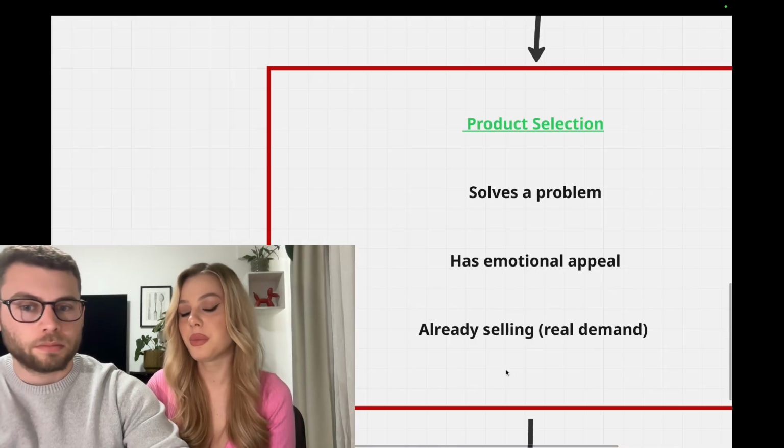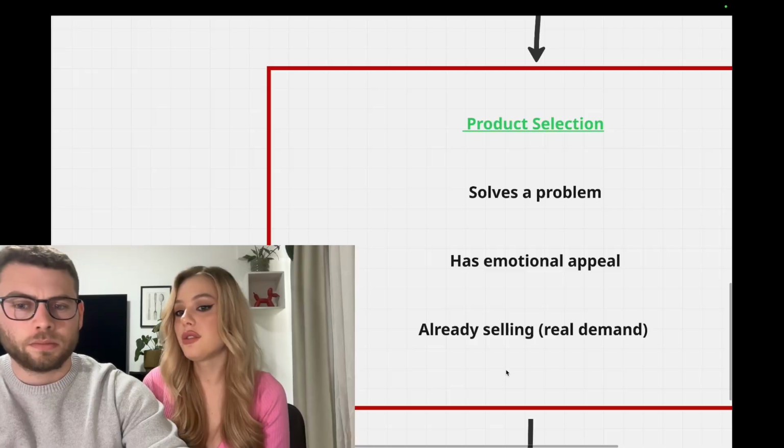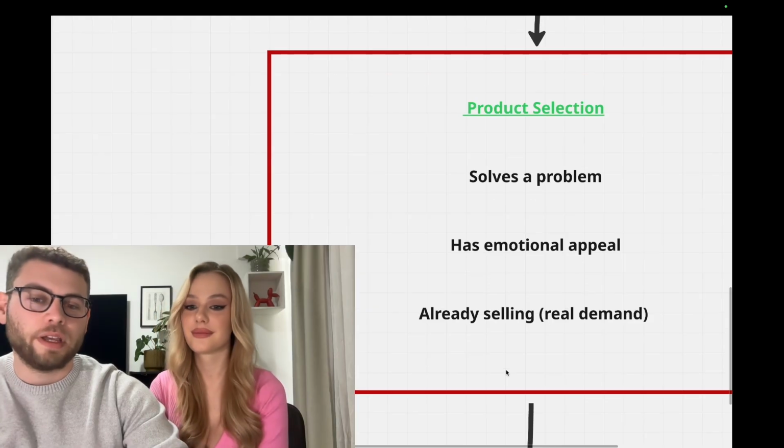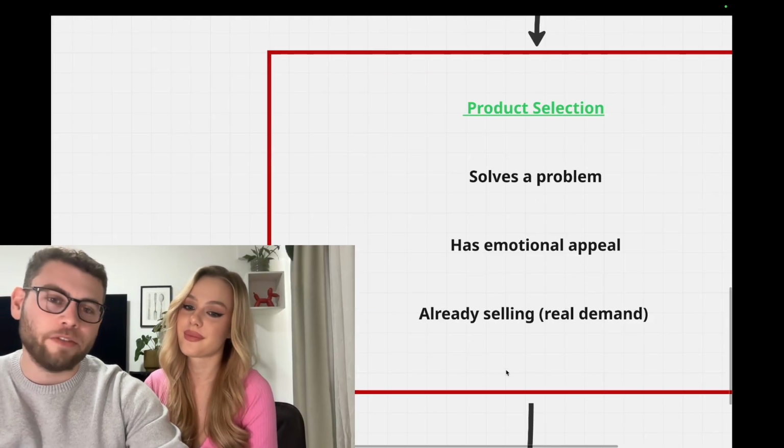And third, it should be already selling, because you don't need to reinvent the wheel. You want to find products that already have demand and are proven to work. If your product hits these 3 points, you're already ahead of most beginners.